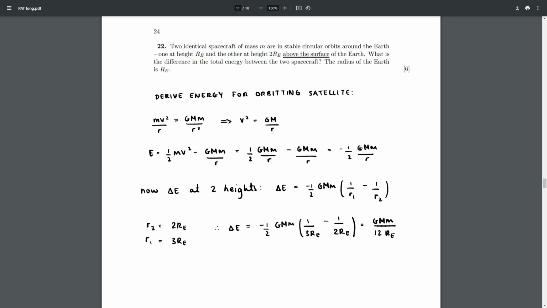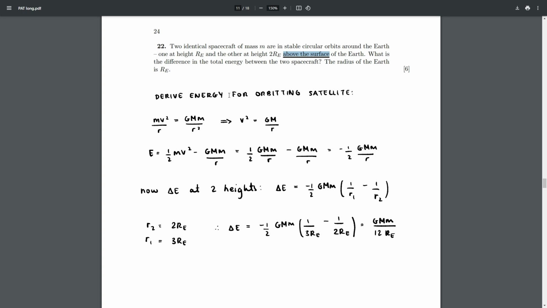Now we're at question 22, and two identical spacecraft of mass m are in stable circular orbits around the Earth, one at a height of RE and the other at a height of 2 RE above the surface of the Earth. That's keywording, and you always need to look out for it in questions when it's something like energy, because they're always going to try to trick you. You're not going to fall for it. We're asked to find the difference in total energy between the two spacecraft. The radius of the Earth is RE.